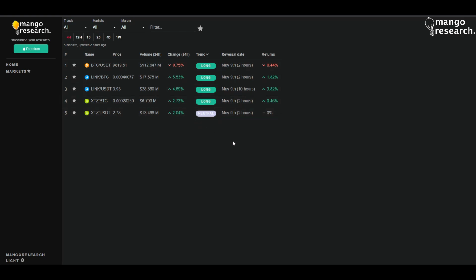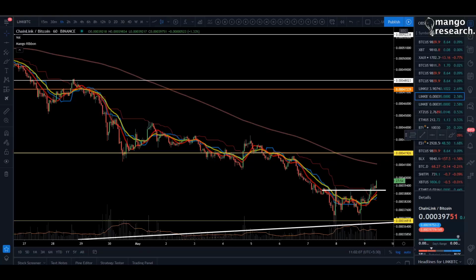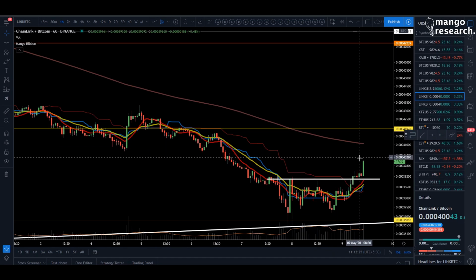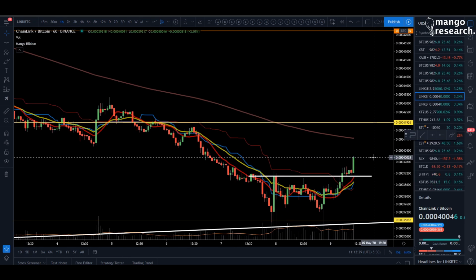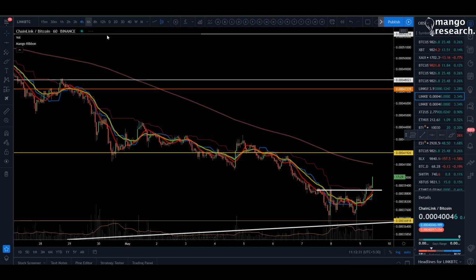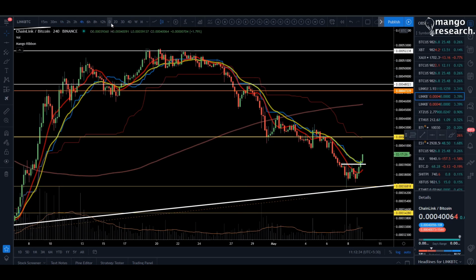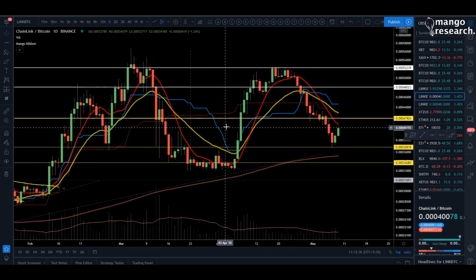So let's go ahead and talk about this Link trade. We'll switch on over to the Link BTC chart right now. And oh my god, there we go. So Link is pumping as we speak. Good. Keep going, Link. Keep going. So what I'm going to do is start with the 4-hour time frame. Actually, you know what? I'll give you guys a quick update on what I've been doing. We'll start with the daily time frame.